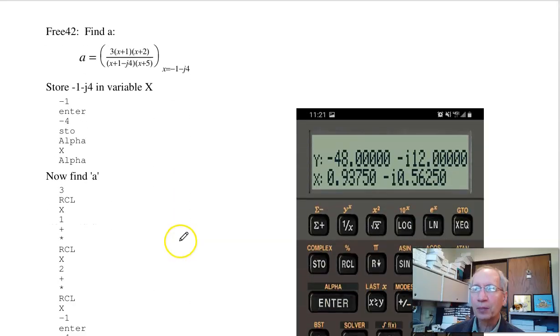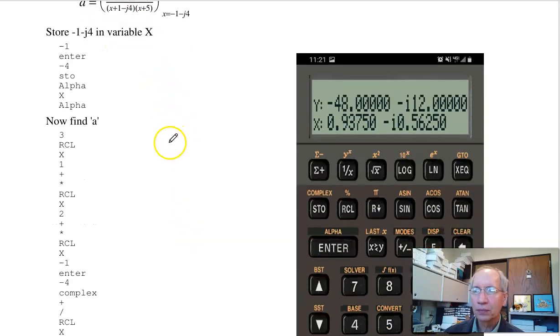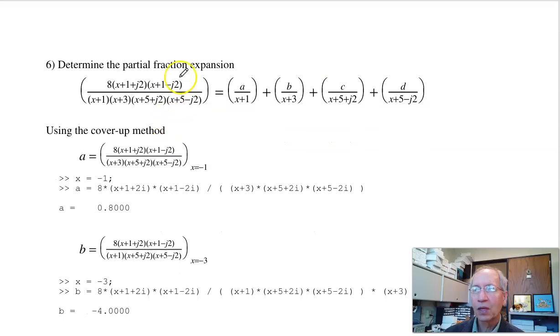And then the last problem. Find the partial fraction expansion for this. Again, to find the A term, I'll do the cover-up method. Cover up this term, analyze at x equals minus 1, and that's A. So x is minus 1, plug in everything else, I get my answer.